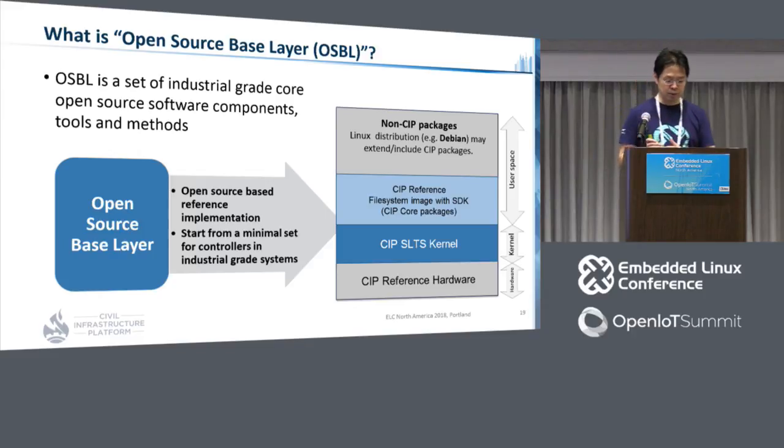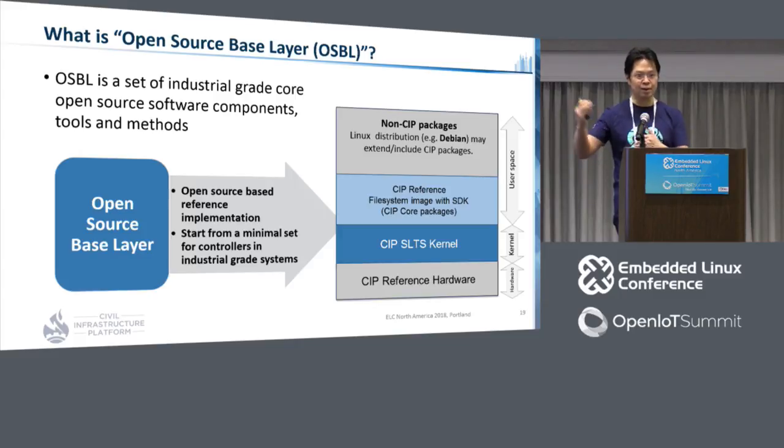This component is quite important for us, but this can be extended by other distributions because other distributions have a lot of open source software packages that can be used with CIP open source base layer. So this concept is very important to realize CIP because CIP has limited resources and it is very difficult to create whole distributions. So we started from very small, then extended a bit and again.